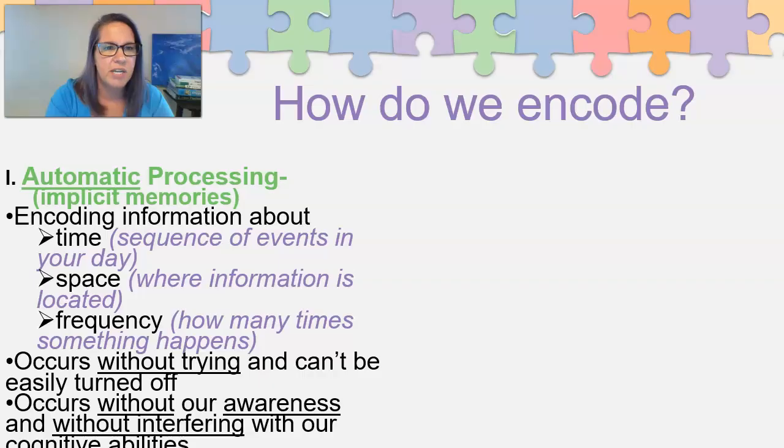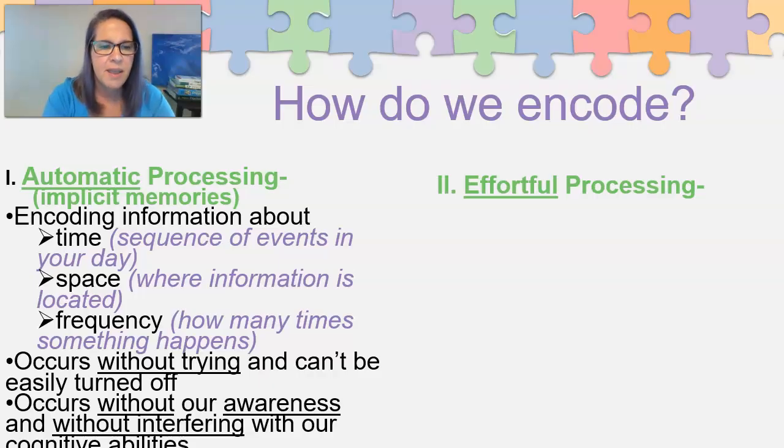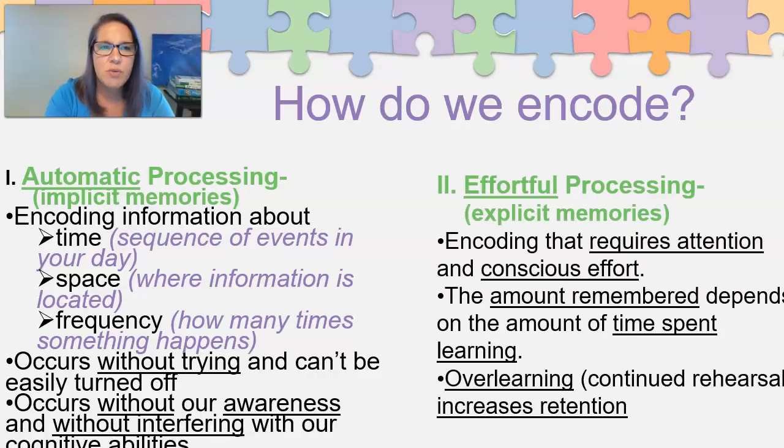The second type of processing is effortful processing. And again, here's a set of confusing pairs for you. Okay, automatic processing and effortful processing. Effortful processing is exactly what it sounds like. It takes effort to gain these memories. So these again are our explicit memories.